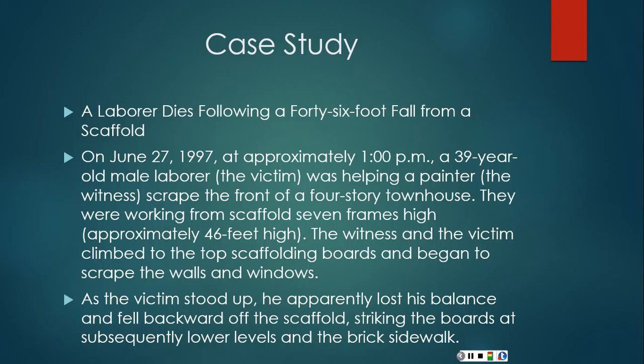This is a case study of a laborer falling from a 46-foot tall scaffold. On June 27, 1997, a 39-year-old laborer, the victim, was helping a painter scrape a 4-story townhouse. They were working from a scaffold that was 46 feet high. They climbed up to the top of the scaffolding boards to scrape the walls and windows. As the victim stood up, he lost his balance and fell backward off the scaffold, striking the board and hitting some objects. This caused the death of the victim.